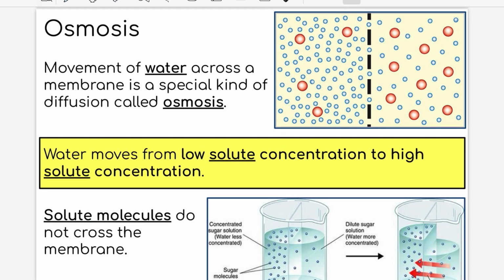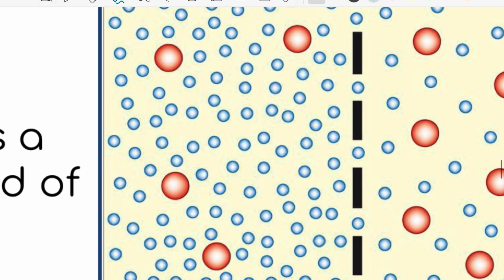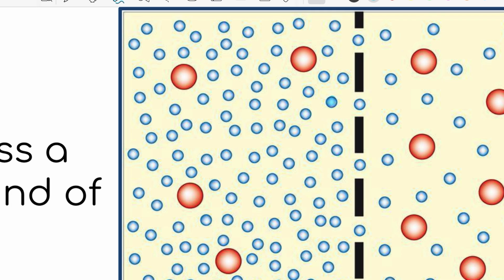Osmosis is the movement of water molecules across the cell membrane. You can see here we've got two types of molecules. We've got all these blue dots here. These are the water molecules. And then we've got the red dots here. These ones here are the solute molecules. Maybe we should write that in. These ones here are solute molecules, whereas these ones here are H2O.